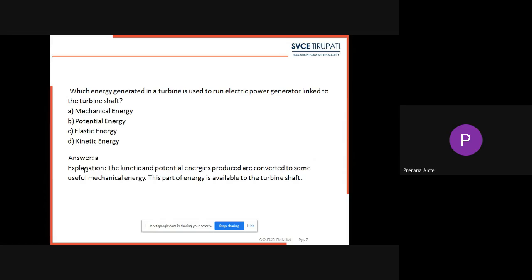Next one, which energy generated in a turbine is used to run the electric power generator linked to the turbine shaft? The answer is mechanical energy. The kinetic head and potential energies are converted to useful mechanical energy. So this part of energy is available at the turbine shaft.